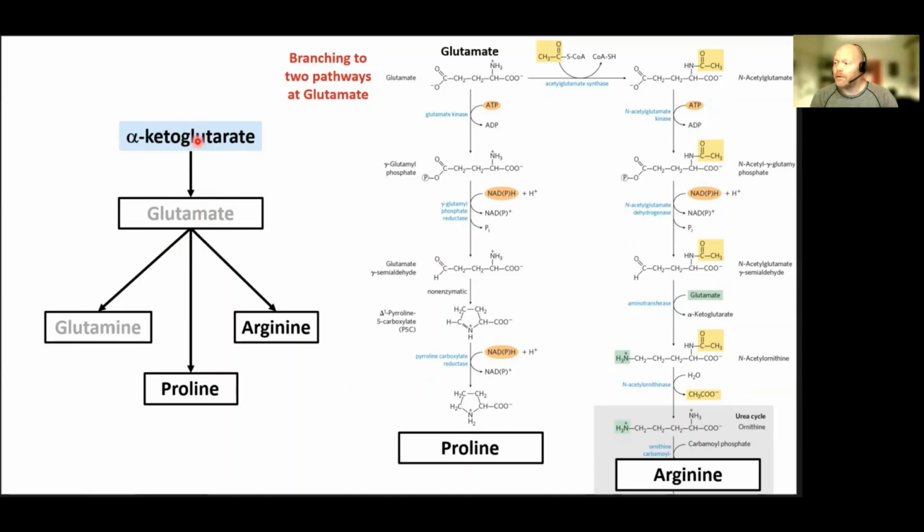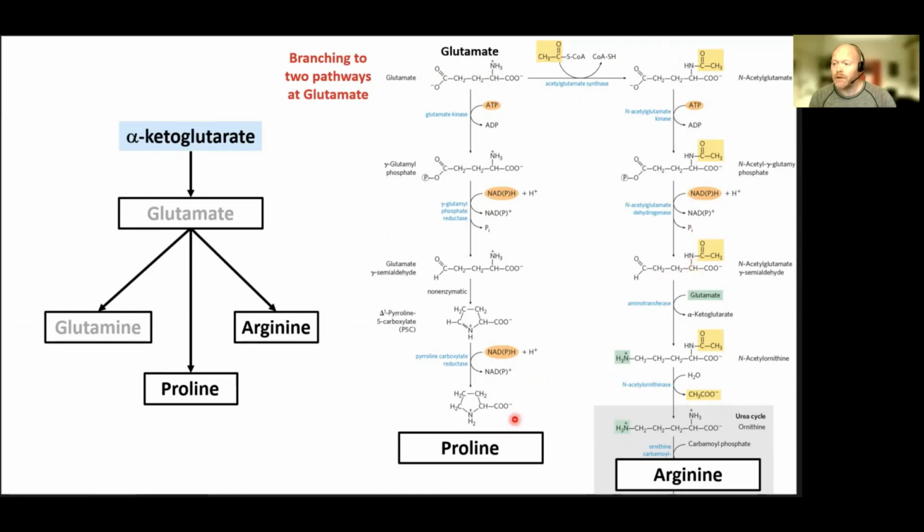We are already familiar with ways that ketoglutarate can arise, most significantly as a product of the citric acid cycle. Also, the difference between glutamate and glutamine is just a transfer of one amino group. The enzymes involved have been covered earlier. So this leaves the pathway to proline and arginine, whose synthetic pathways branch at glutamate. You see it here. So glutamate can go towards proline or towards arginine.